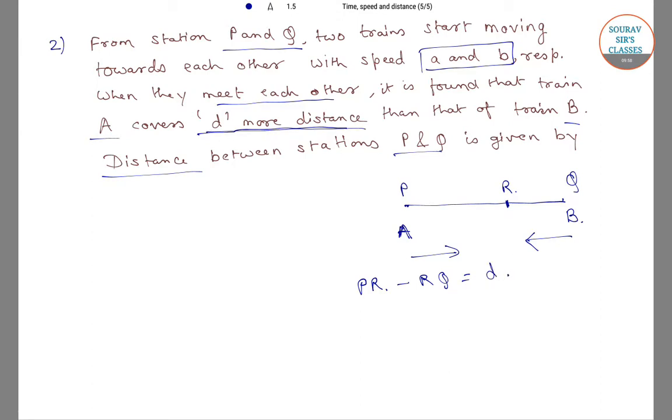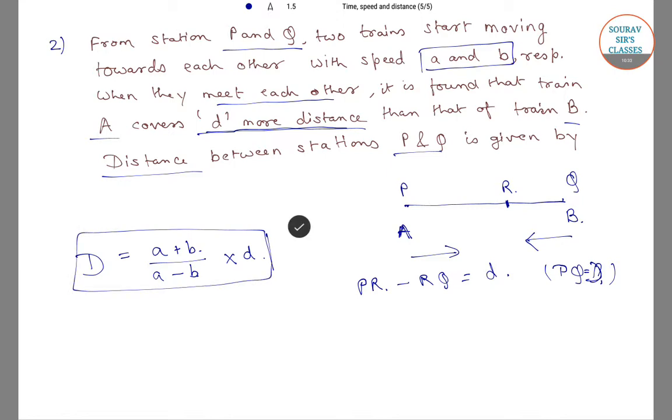So here we have to find the total distance, that is PQ. Let us denote it as D. Then D is given by A plus B divided by A minus B into d. So this is the formula for the distance between the stations P and Q.